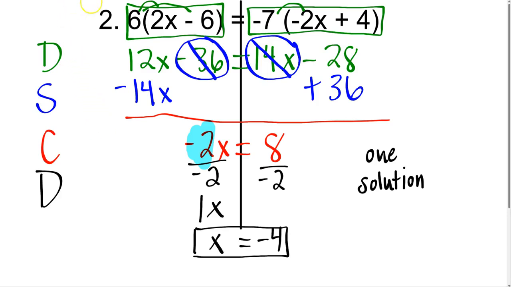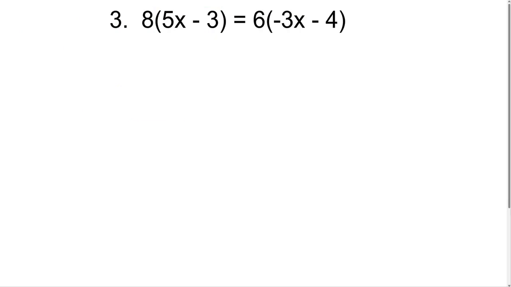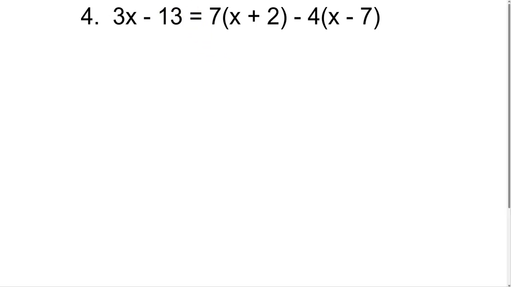All right, let's jump ahead because I want to have one of each type. So let's skip number 3 for now. You can go back and do that one later. And now let's go to number 4. So go to number 4 on your note sheet. We're going to put our line down the middle. We're going to start with our distributive property.